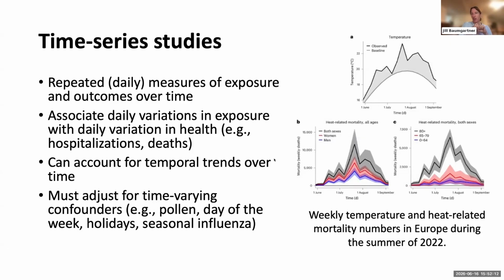So things like, for an air pollution study, we may care about pollen or day of the week or holidays or seasonal influenza. So things that might vary temporally in that population. And so the advantage of this kind of study design is that it allows us to isolate these short-term effects of, in this case, on the example on the right, I'm showing weekly temperature and heat-related mortality. So it allows us to isolate those short-term effects of temperature on mortality by comparing each day to nearby days within the same location and season.